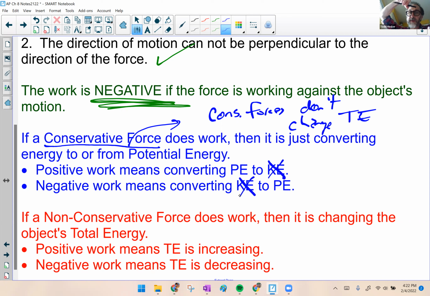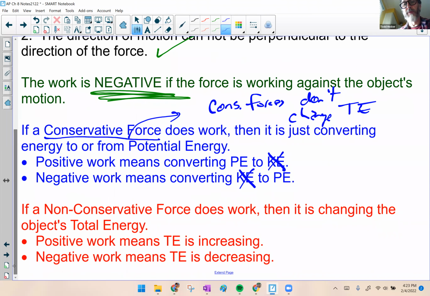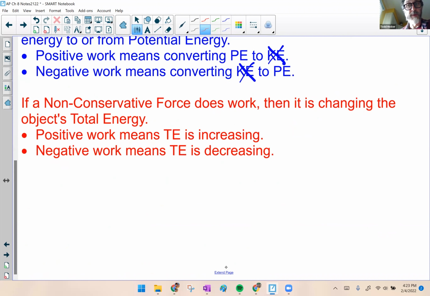When I drop my pen, I'm converting gravitational potential energy to kinetic energy. If I put it on a spring, now I'm converting gravitational potential energy to elastic potential energy. Conservative forces only convert energy from one form to another, but never change the total energy. Non-conservative forces are important because they will change your total energy. When we get to the next chapter, we're going to learn that the work done by non-conservative forces is equal to our change in total energy.